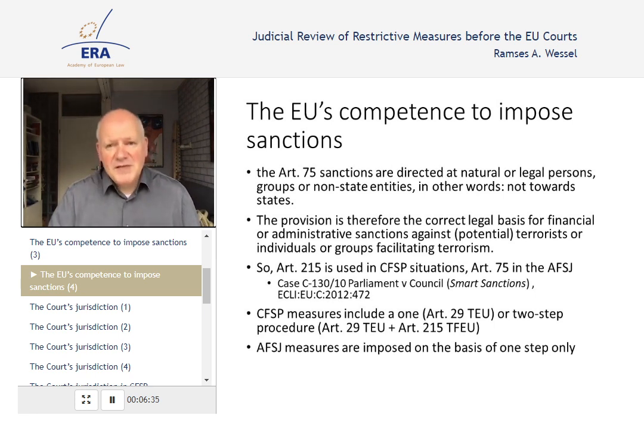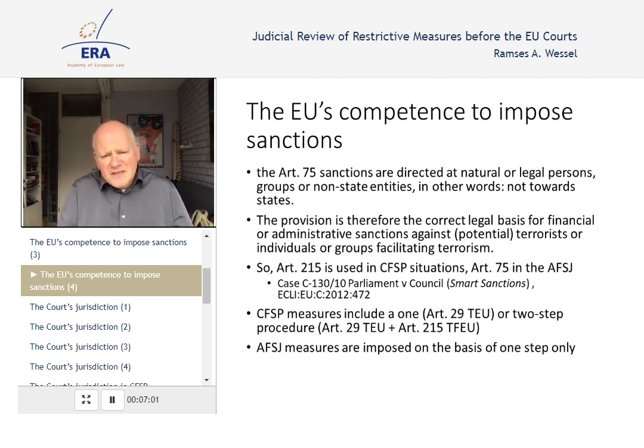215 is used in CFSP situations. So then the question is, are terrorism questions not CFSP issues? And that is, of course, exactly where the problem arises. In many cases, there may be some terrorism elements, also in the case of CFSP, obviously, I would even say so. And that, of course, makes it very difficult.